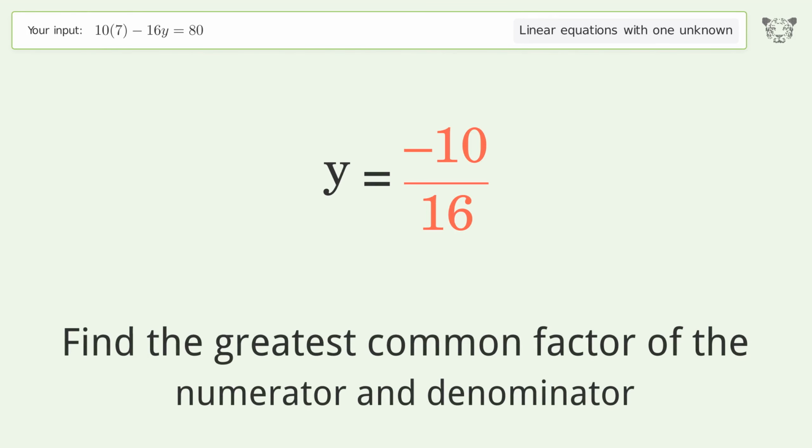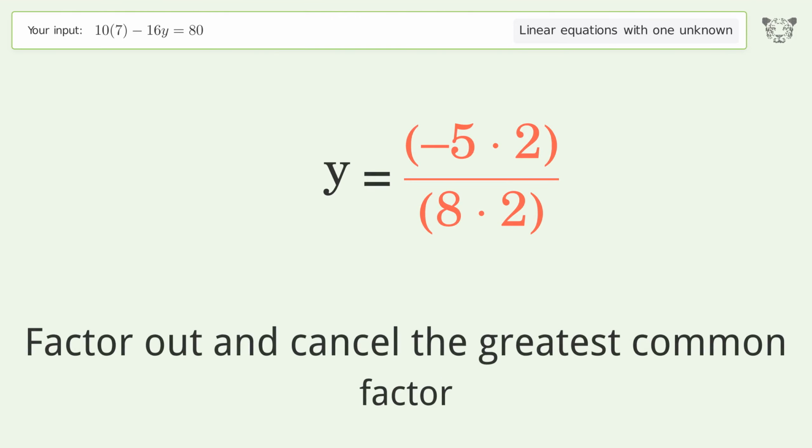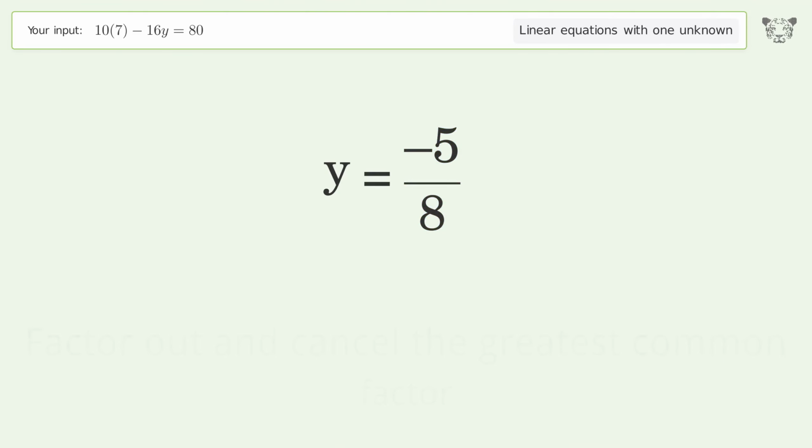Find the greatest common factor of the numerator and denominator. Factor out and cancel the greatest common factor. And so the final result is y equals -5/8.